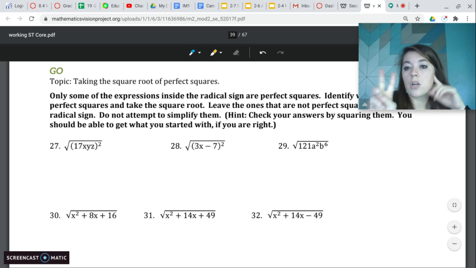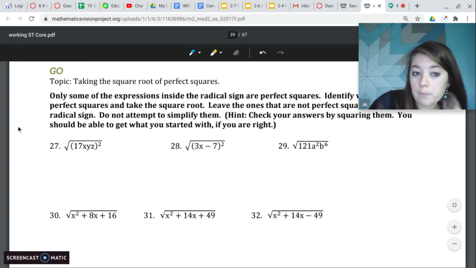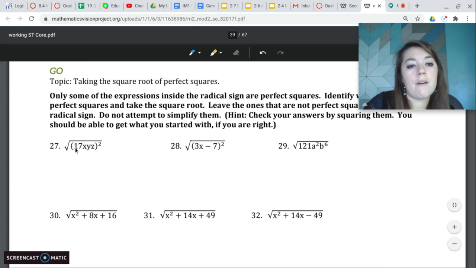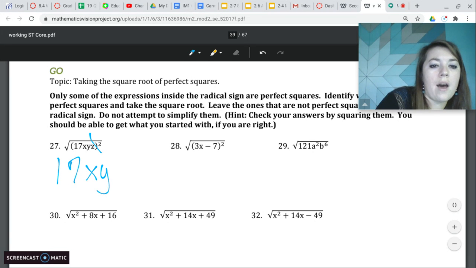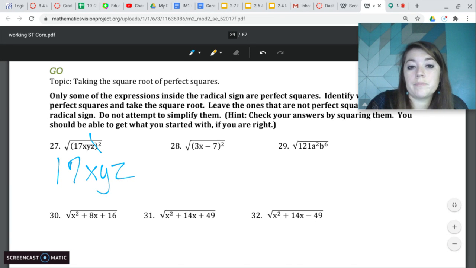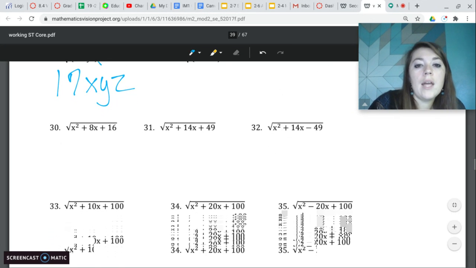So if we look at these, and I will tell you, there are only two that are not perfect squares in here. So if we look at the first one, we have 17xyz quantity squared. So what happens when we have a square root with a squared underneath? They cancel. So we're left with just 17xyz. There's our answer. That's what you do for 27, 28, and 29. Remember, on this one, it'll be each individual term you'll have to take care of. Exponents, divide them by 2.